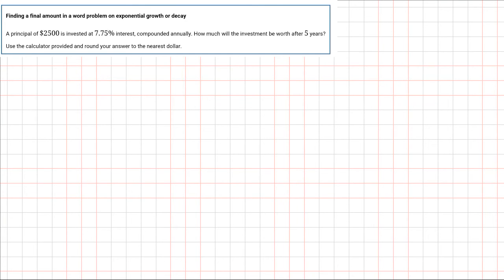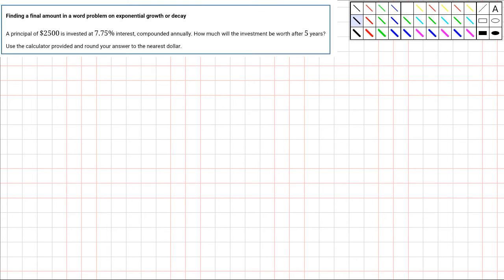Okay, so the very first thing that we want to do in this kind of problem is to be able to identify the kind of information that we have. So we know that we have the principal amount, which is $2,500. We have an interest rate of 7.75% or 0.0775.